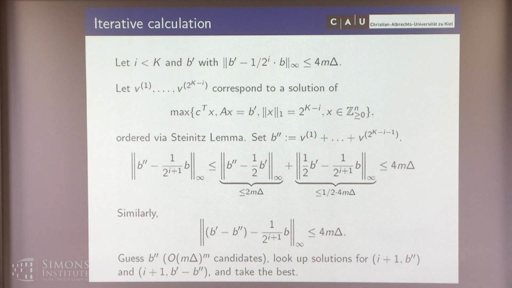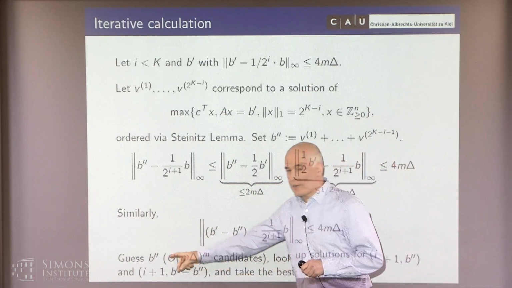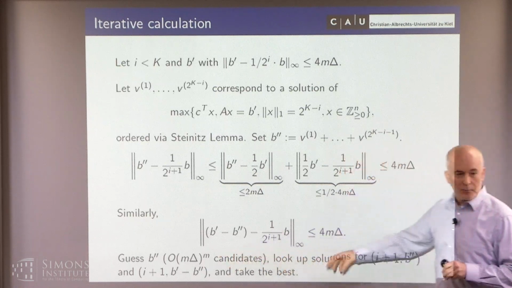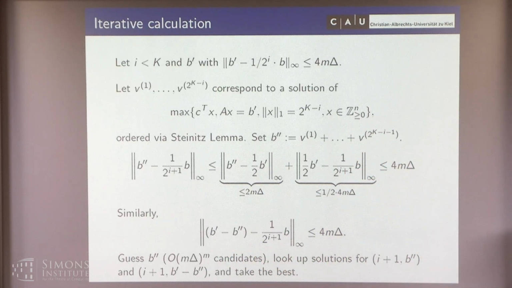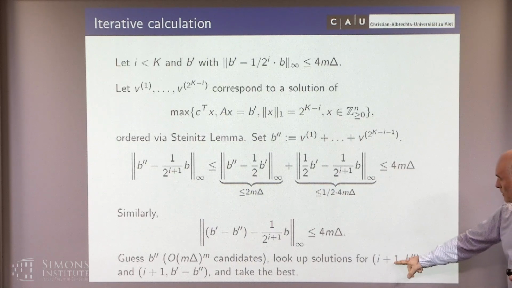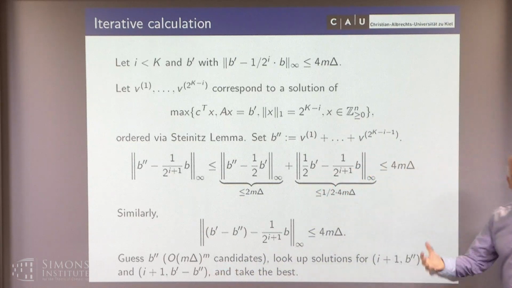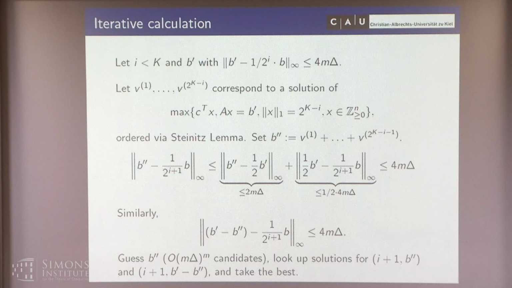So finally, what you do is, by the convolution, you guess the value B double prime, and you have only a limited number of candidates for this because they are close to the diagonal. And then you look at the solutions for B double prime in the previous step and for the remaining part also, and then you connect both solutions. So it's a merging of different types.